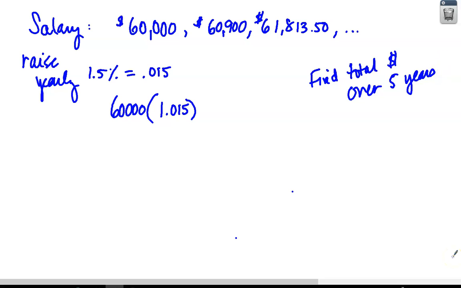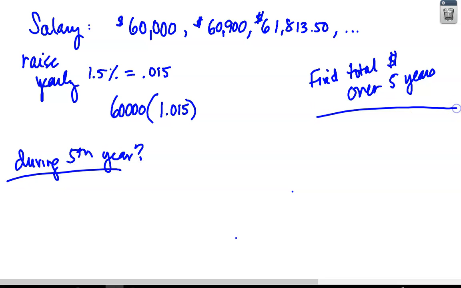Not how much do you make during your 5th year. That would just be plugging in. We can do that too. Well, let's do that too. How much do you make during your 5th year? We'll do that first, and then we'll do how much do you make over the total 5 years. Okay. So if I want to know how much I make during my 5th year, then that means I want the specific term. So I need the rule. So my rule is initial value.